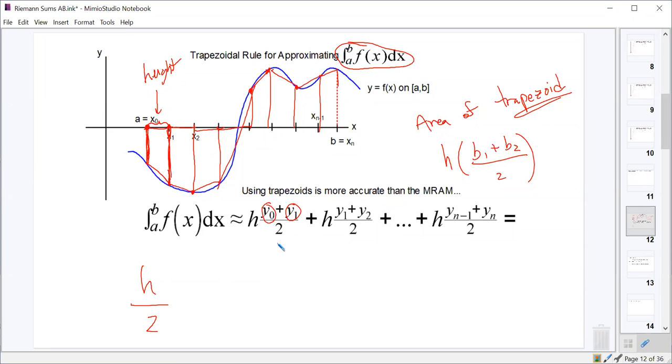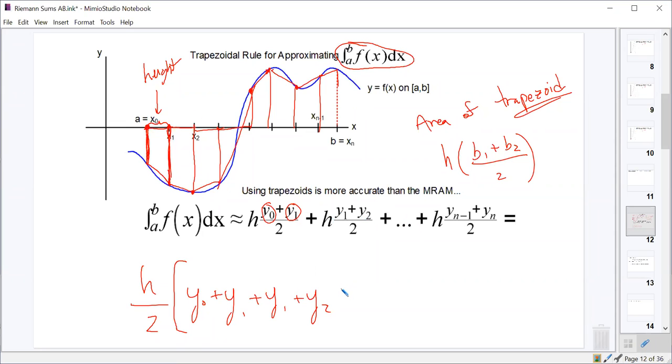Would you all agree that I could take an h over 2 out of each of these terms between the pluses here? Yes. All right, and what's left? y naught, or y sub 0, right? Plus another one here, y sub 1, plus another y sub 1, and then plus a y sub 2. And I know a bunch of dots in here, but here's y0, here's y1, here's my y2.